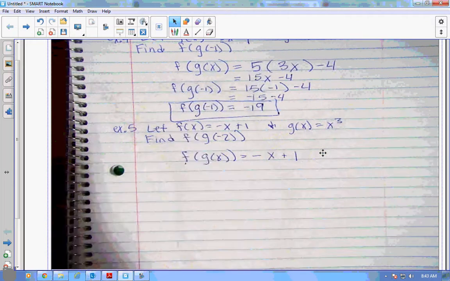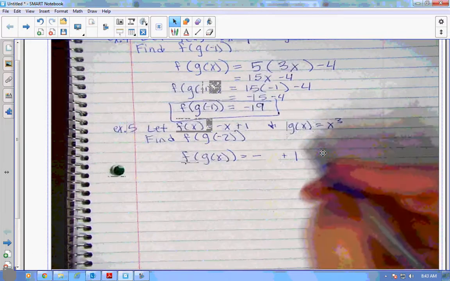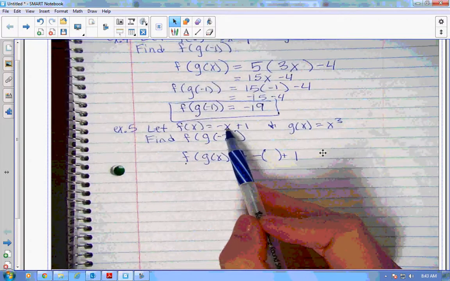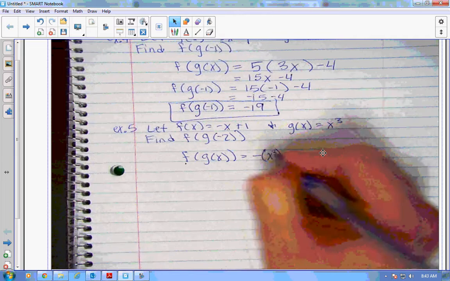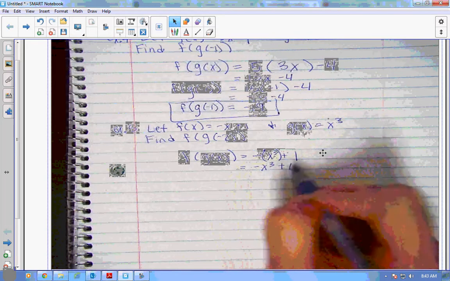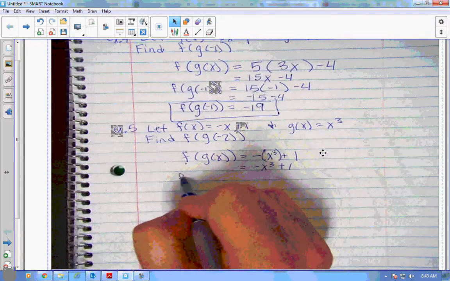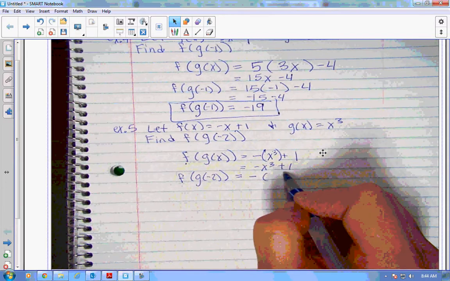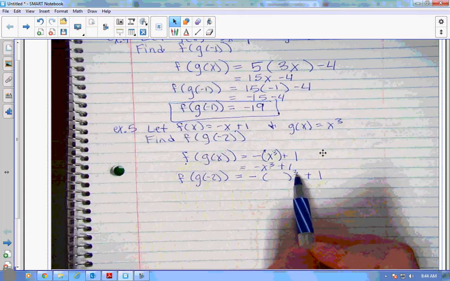Okay, oops. But wherever there's an x, we're going to put parentheses. Okay, and inside that x, we're going to insert g. G is x cubed. So inside those parentheses, we insert x cubed. So we get negative x cubed plus 1. But we're not done. We have to insert in negative 2 as well. So f of g of negative 2. So wherever there was an x, we put parentheses. Notice that cubed is outside the parentheses. That's very important.